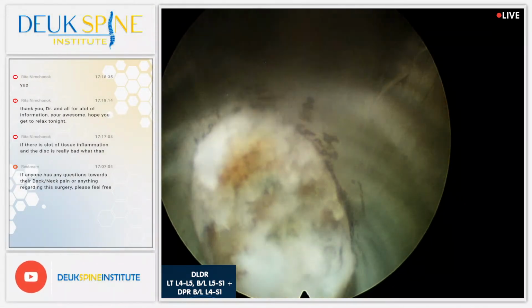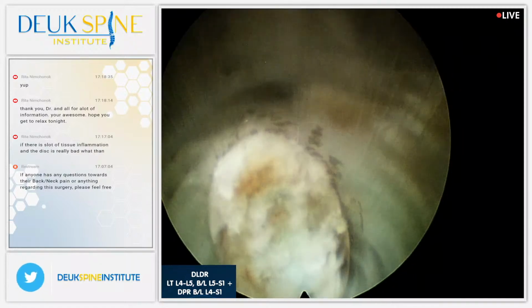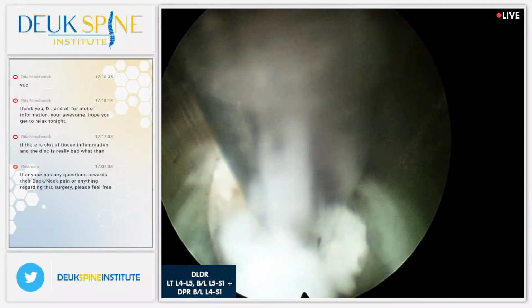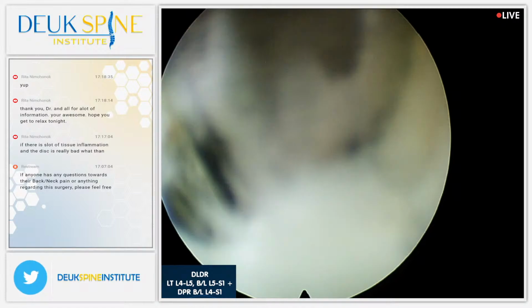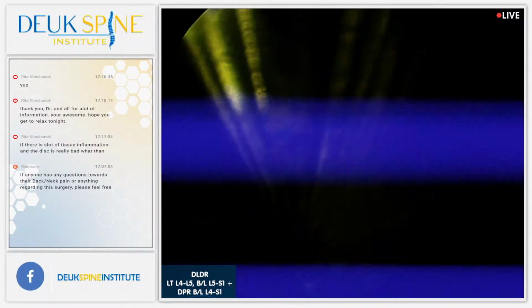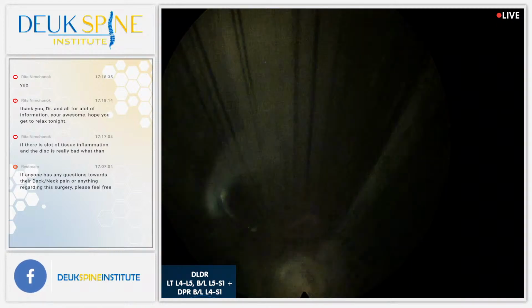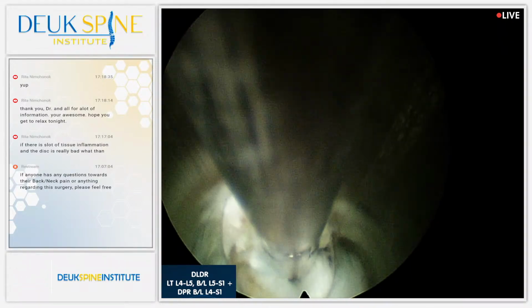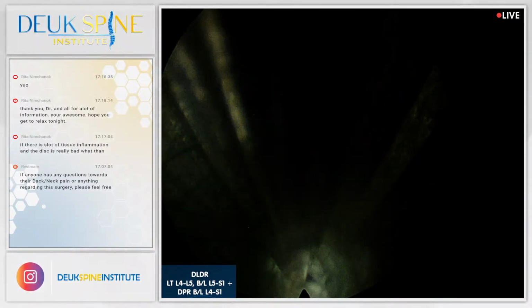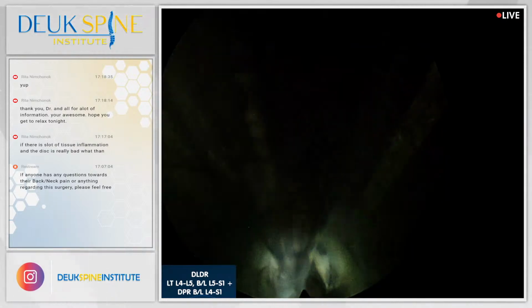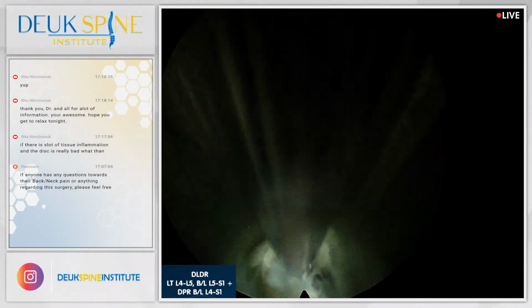But I heard the part about if there's a lot of inflammation in the tissue, and then I didn't really understand the question. What was the question exactly? Yes, they said if there's a lot of tissue inflammation and the disc is really bad, what then? No, the procedure still works. The disc cannot be so bad that this procedure doesn't work. There's no such thing.